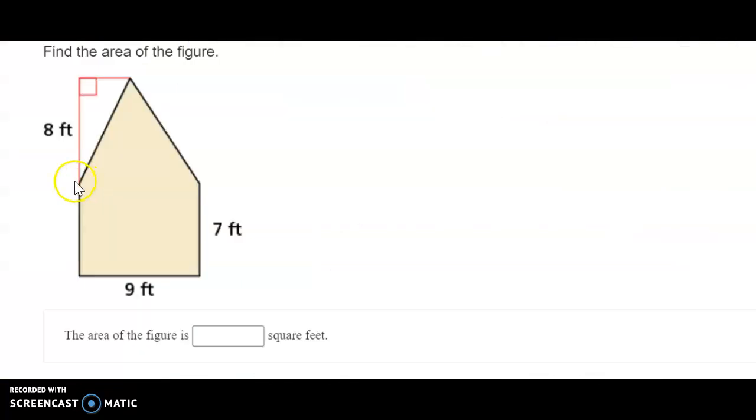So now for our rectangle, we're going to do our 9 times 7, and we'll write that down. And then we're going to do our 9 times 8 divided by 2, and that's going to give us our triangle area. Then we take those two areas and we add them together, and that gives our total square feet.